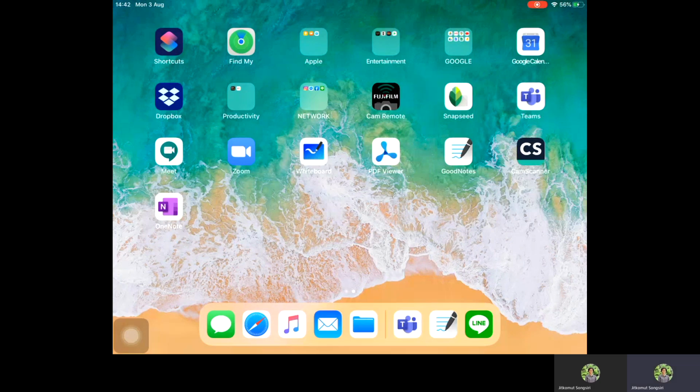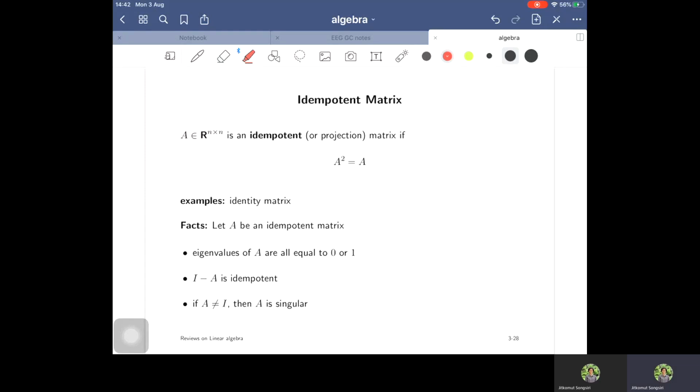Next, take a look at the idempotent matrix. We have a square matrix A. A is called idempotent or a projection matrix if it satisfies this property: A squared equals A. Very simple. The implication from this definition is that if you compute A cubed, it is going to be A times A squared, which is A squared, and that equals A, right? Idempotent. If I need to make an example, of course, the identity is one of them, right?